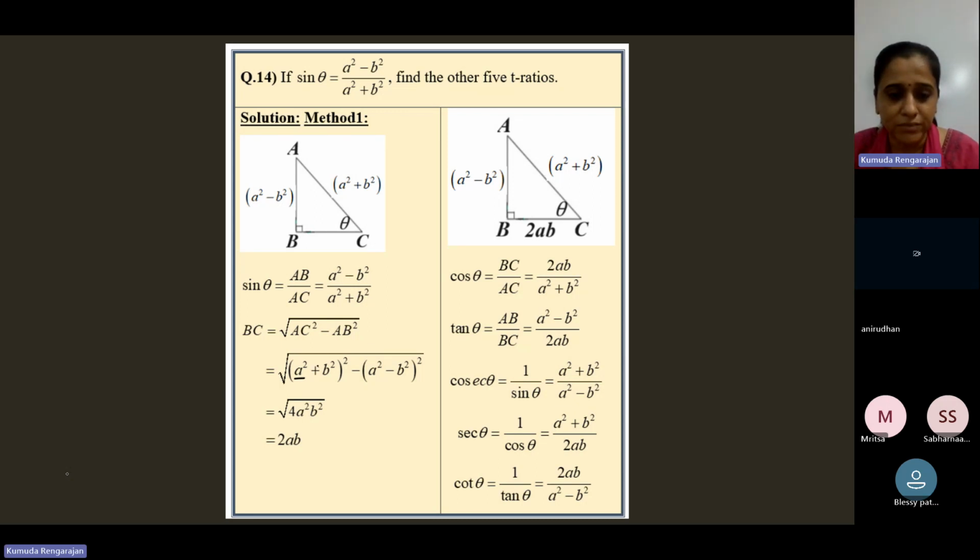This is x plus y whole square. X minus y whole square. Four xy is the answer by the identity. So 4a square b square, which is 2ab. That's all.